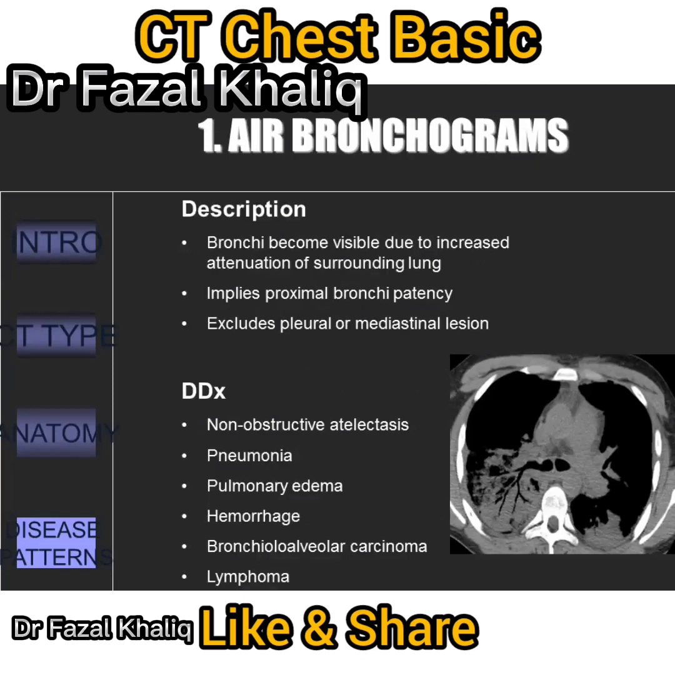Air bronchograms allow you to see the air-filled bronchi because the surrounding lung is of increased attenuation. An air bronchogram implies that the proximal bronchi are patent because you can see the air going through them. This sign was originally described to identify lung disease and distinguish it from pleural disease. Now, it has become another name for airspace consolidation. Remember, however, that it may be seen in association with a variety of lung parenchymal abnormalities like atelectasis, lung consolidation, and interstitial thickening, to name a few.